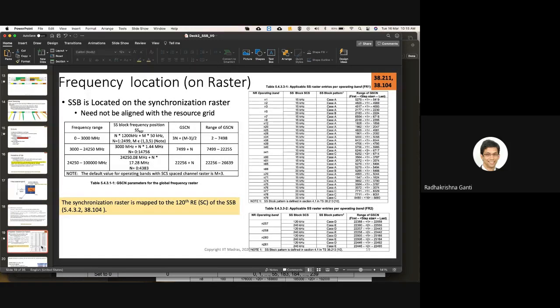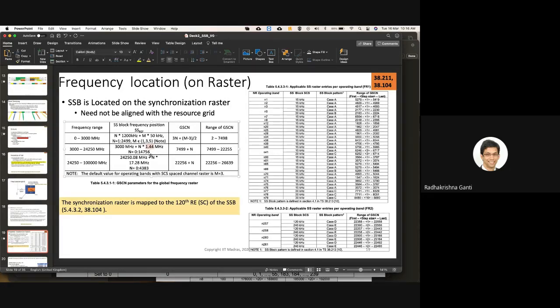Now the next question is on the SSB raster, the frequency synchronization raster. I think last time we just started on this. On the frequency raster, as I was telling you earlier, you have a different synchronization raster compared to the channel frequency raster in 5G NR. And you see that they have a different, higher level of granularity.